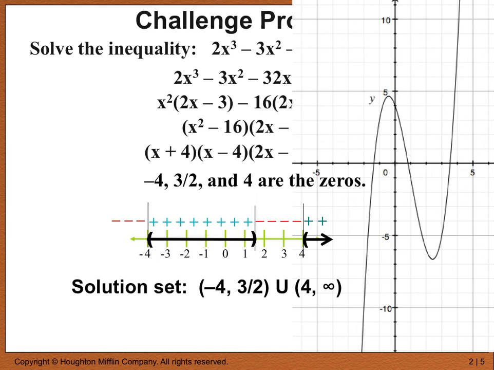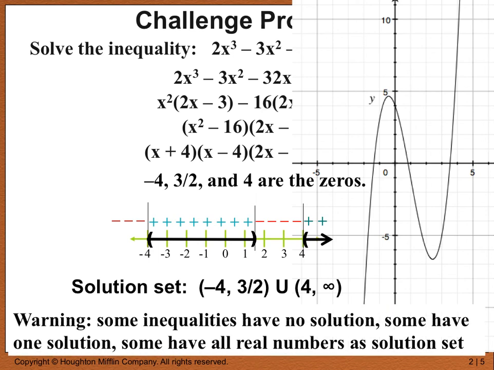Obviously, doing it this way is a lot easier than setting up all the different possibilities with disjunctions. One little word of warning before we conclude. Some inequalities have no solution, some have one solution, some have all real numbers as the solution set. Now, that shouldn't come as a surprise to you because you've done inequalities before. But just be careful and proceed carefully as you're doing your steps, because if you end up with an answer that's no solution or only one solution or all real numbers, it doesn't necessarily mean that you're wrong.